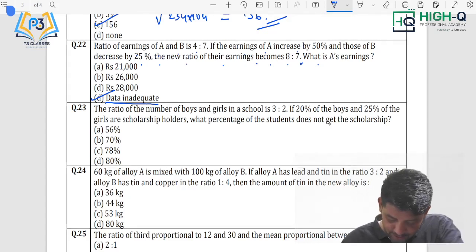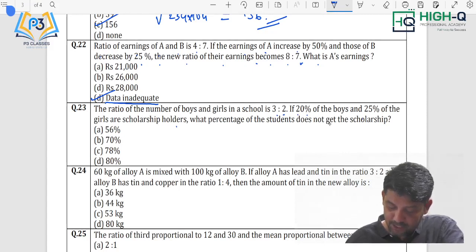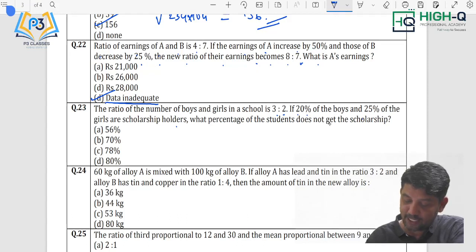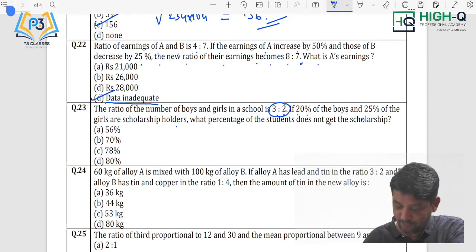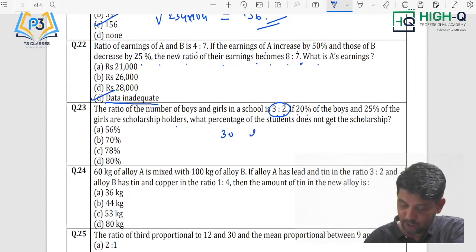Next, the ratio of the number of boys and girls in the school is 3:2. If 20% of the boys and 25% of the girls get scholarship, what percentage of students does not get the scholarship? Very simple, my dear. 3:2. For my convenience, let me just take it as there are 30 boys and 20 girls.